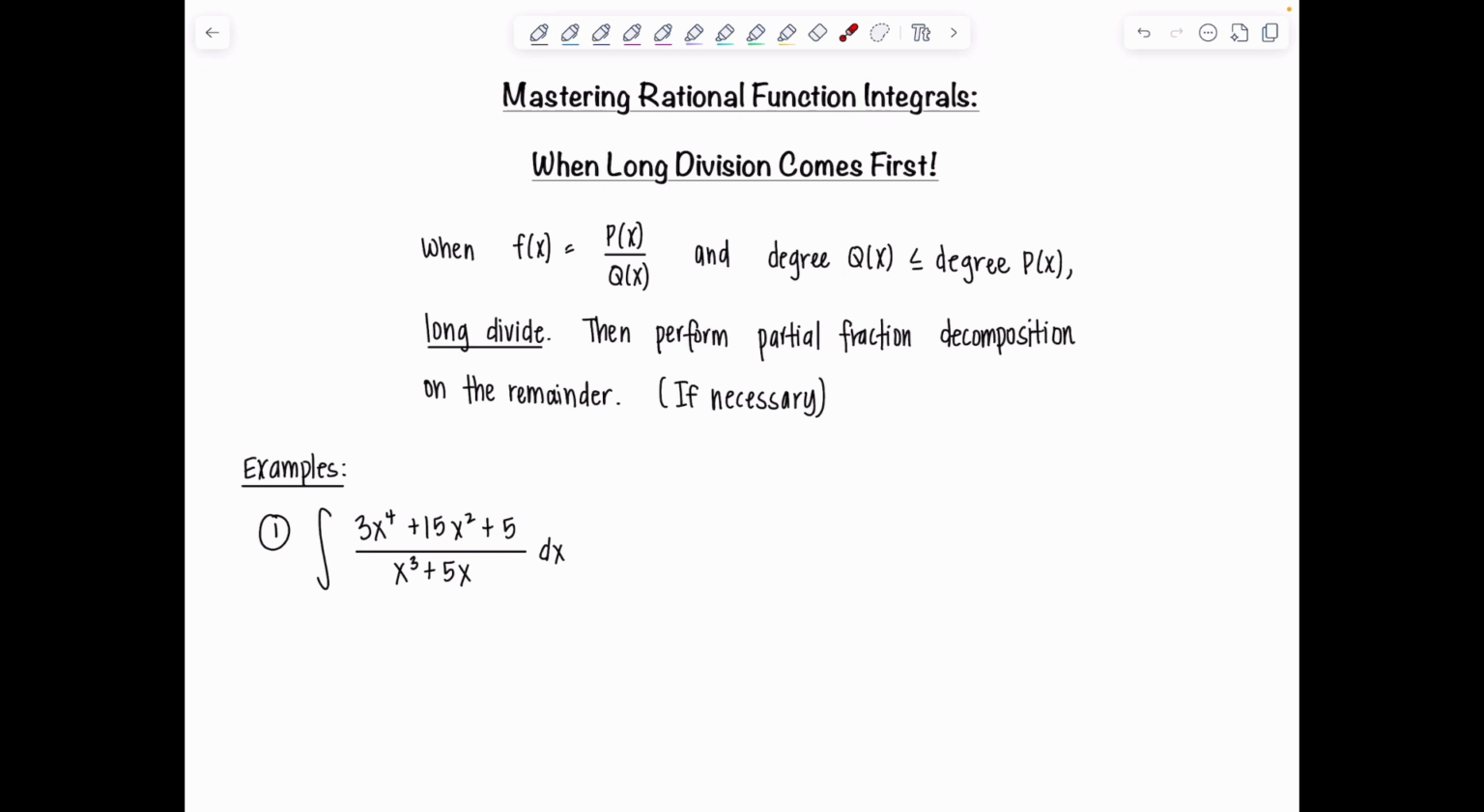And I've got 5 examples to walk you through this process. That way you'll be integrating rational functions like a pro. And let's just jump right in.